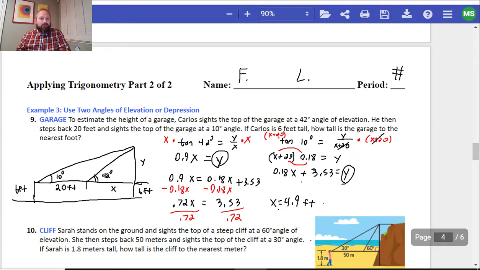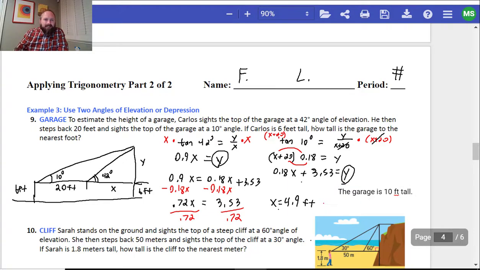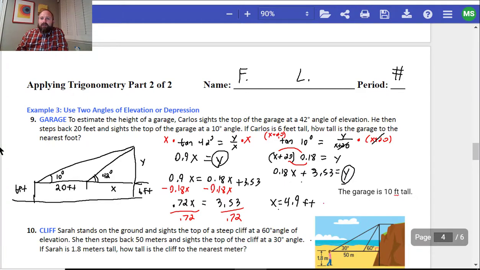So the garage is 10 feet tall. That's it. But let's write in this final one. What did we do? So I figured out that I had to multiply 0.9 times 4.9 and then add 6. So this was the final thing. All right.